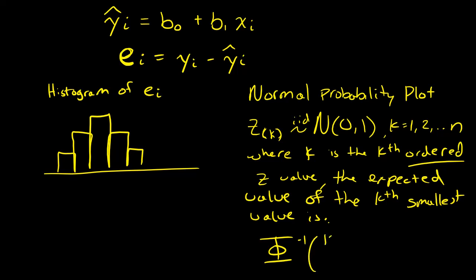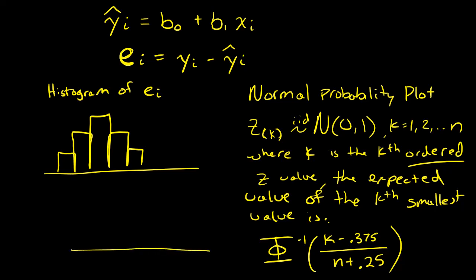And the value it takes is k minus 0.375 divided by n plus 0.25. Okay. So what's happening here? What did I just do? If I have a normal distribution, and I want to sample from it, so this is a normal 0, 1 distribution, and I want to randomly sample from it. Say I go out and I randomly sample 10 observations from that normal distribution.